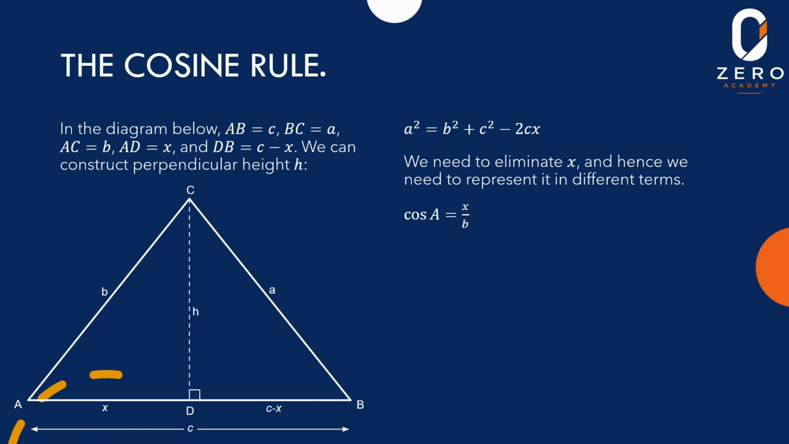And making X the subject of the formula, because the one I'm trying to eliminate, I will have X is equal to B cos A. And I'm going to go on in my first formula there, the formula that I've taken with me thus far, which states that A squared is equal to B squared plus C squared minus 2CX, and substitute out the X with B cos A. I will now have A squared is equal to B squared plus C squared minus 2BC cos A. And that proves the cosine rule.